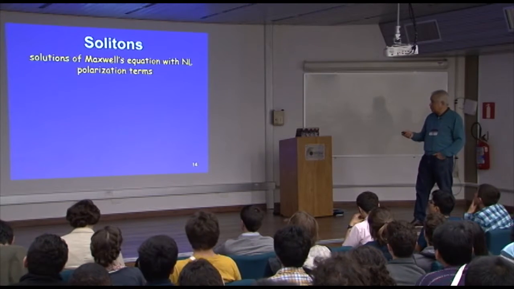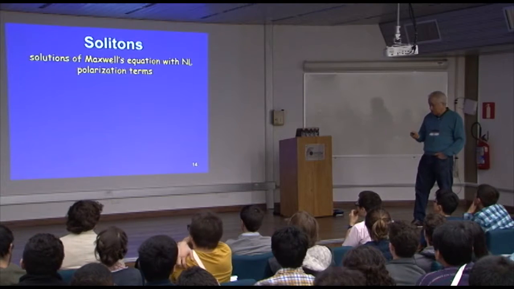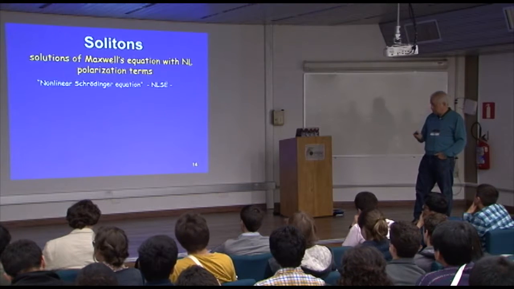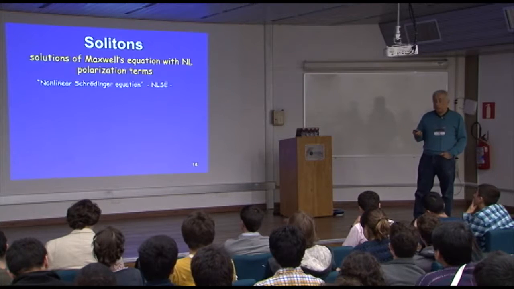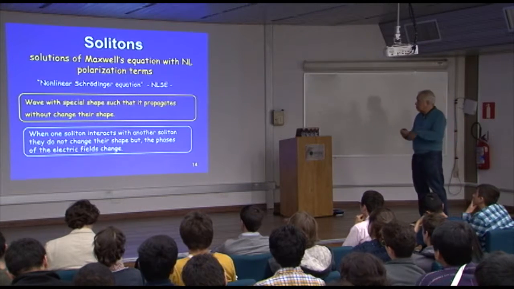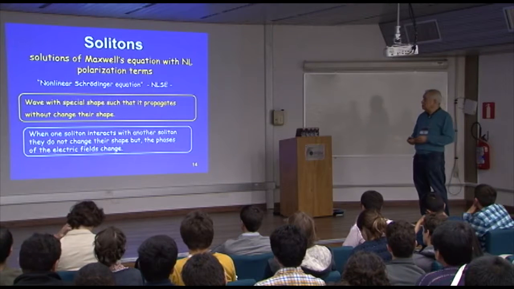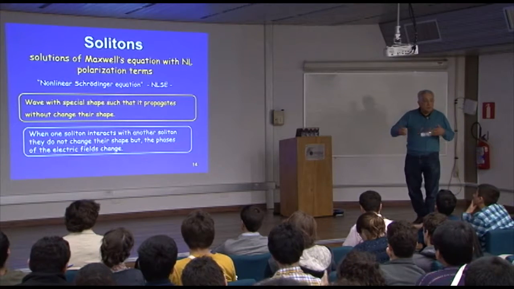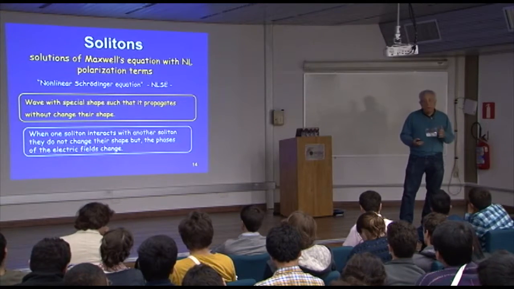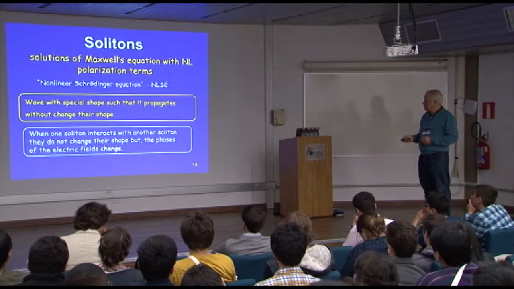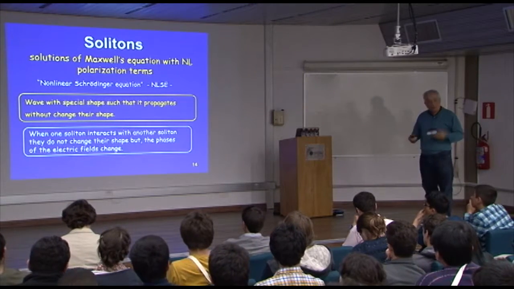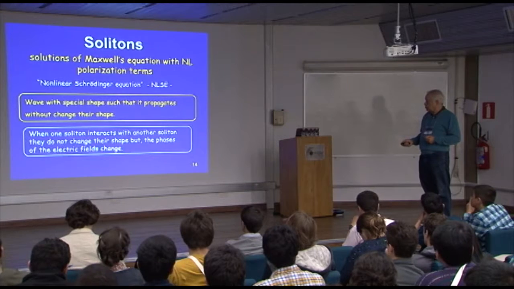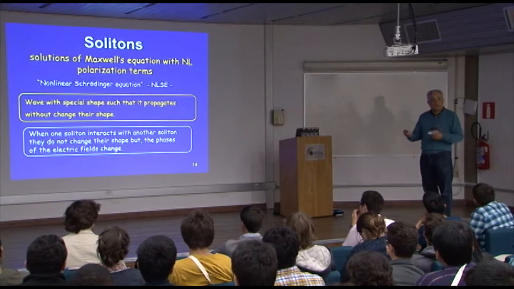Solitons are solutions of Maxwell's equation with the nonlinear polarization terms put inside the equation. Normally, people call this a nonlinear Schrödinger equation. And the solutions called solitons are very special solutions, waves that have a special shape such that they propagate in a medium without changing in profile or with only a small change in amplitude. When two solitons pass and interact with one another, the change that you can observe is a change in the phase of the electric fields that you have.